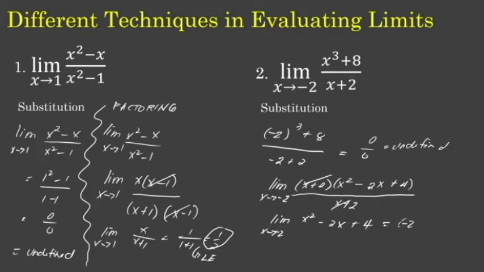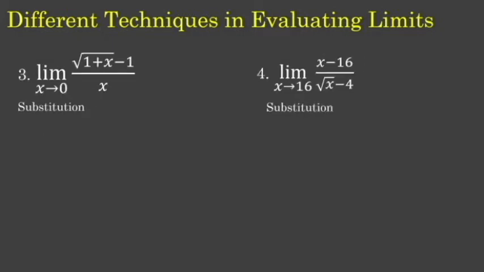It will become negative 2 squared. Negative 2 squared minus 2 times negative 2 plus 4 is equal to 4 plus 4 plus 4 is 12. 12 is not undefined, so that means the limit exists. Ayan. So, example number 3 na tayo. Tapos na tayo sa factoring.